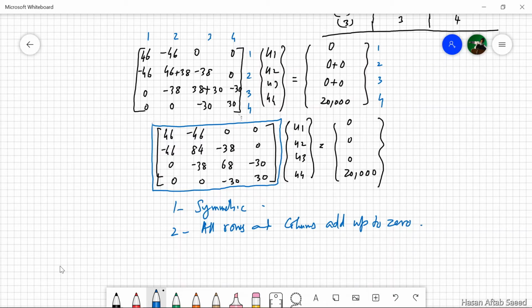If your K matrix for a stress analysis problem is not symmetric, or all rows and all columns don't add up to 0, then there's a problem. Go back and check. Now there's some bad news also, and that is the third property of this is that this will always be singular.